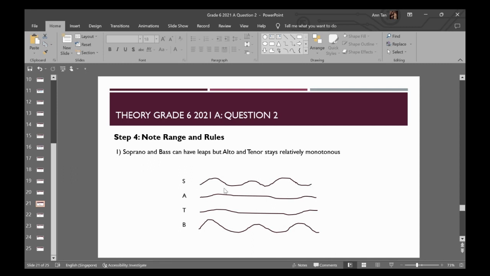Soprano, you have your steps, skips, it can have some leaps, and would like to have a melody to it. For alto and tenor voice, we keep it relatively monotonous, or the same notes as much as possible. Try to just have steps, skips. For the bass range, the bass is given for this question, and it usually moves up and down as well.